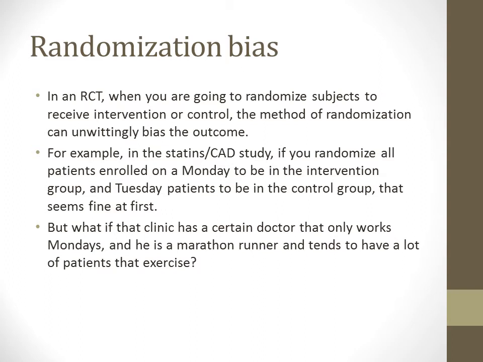So this is kind of a theoretical example. But for example, in the statins and CAD study, if you randomize all patients enrolled on a Monday to be in the intervention group, so they get statins, and the Tuesday patients are in the control group, that seems fine at first. That seems like a good idea. But what if that clinic has a certain doctor that only works Mondays, and he's a marathon runner, and he has a lot of these really fit patients that exercise, and they want to go to him because they get the running thing and all that? Well, that totally messes up your results, right? Because exercise also affects the risk of CAD, and so now you have randomization bias.